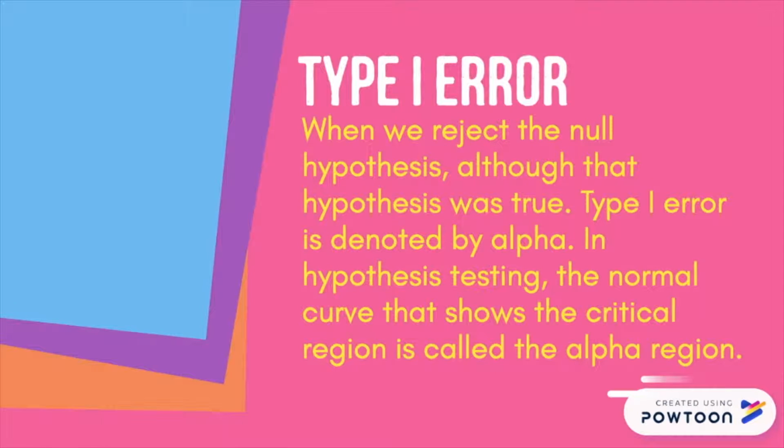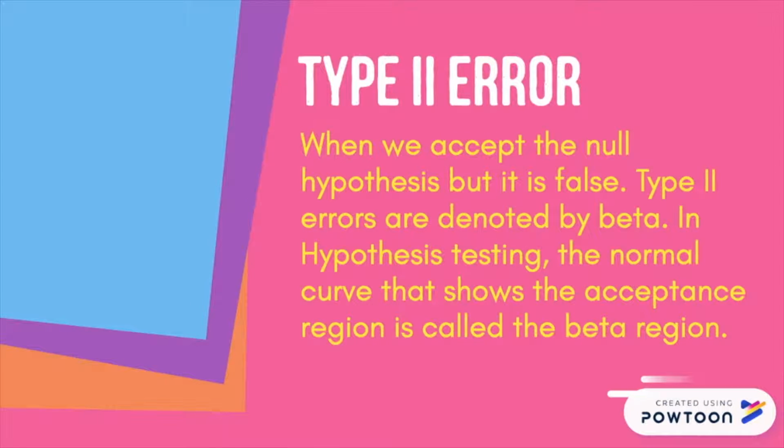Type 1 error: when we reject the null hypothesis, although that hypothesis was true. Type 1 error is denoted by alpha. In hypothesis testing, the normal curve that shows a critical region is called the alpha region. Type 2 error: when we accept the null hypothesis but it is false. Type 2 error is denoted by beta. In hypothesis testing, the normal curve that shows an acceptance region is called the beta region.